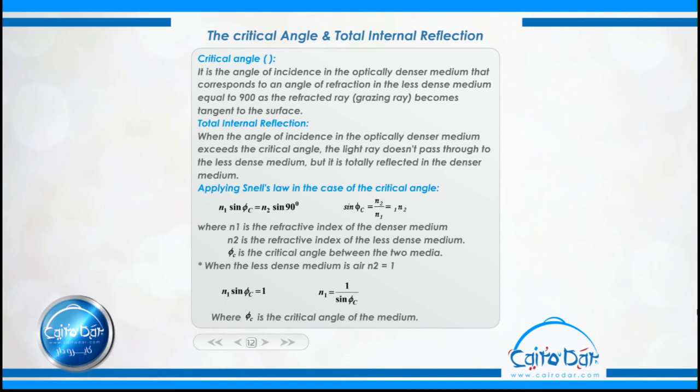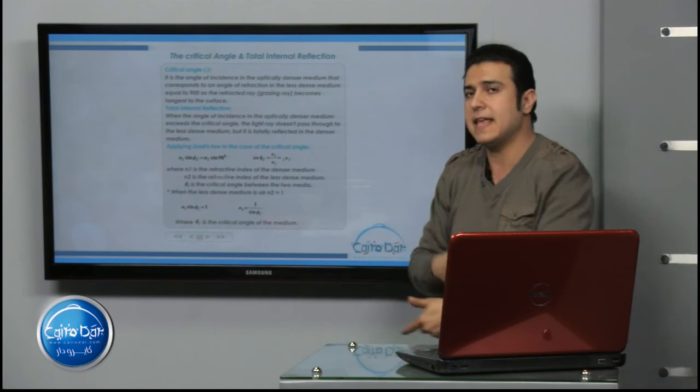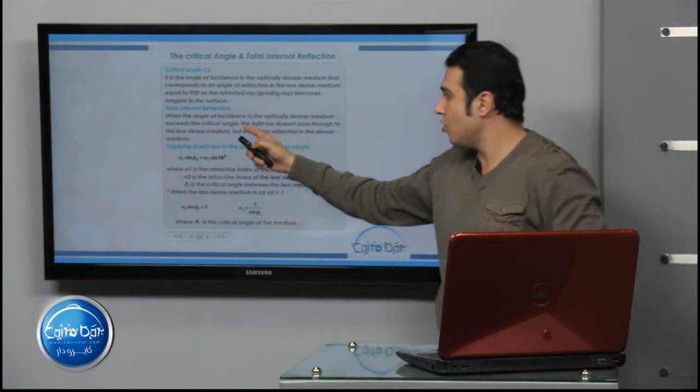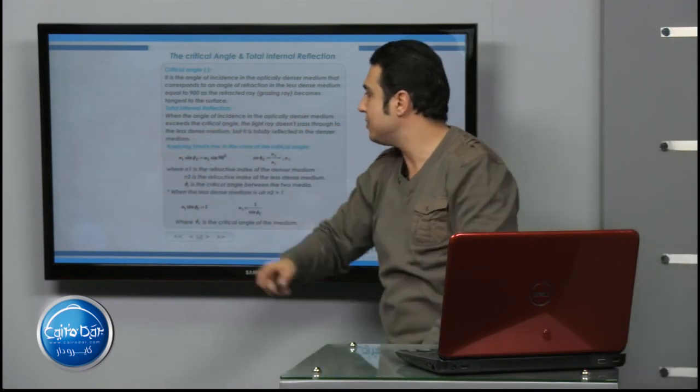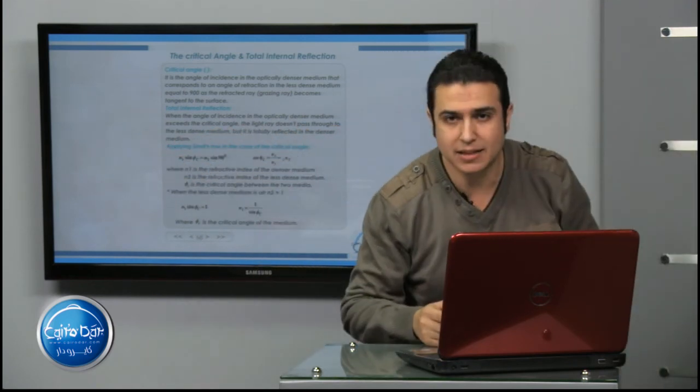But for total internal reflection, what happens? When the angle of incidence in the optically denser medium exceeds the critical angle, the light ray doesn't pass through to the less dense medium, but it is totally reflected.